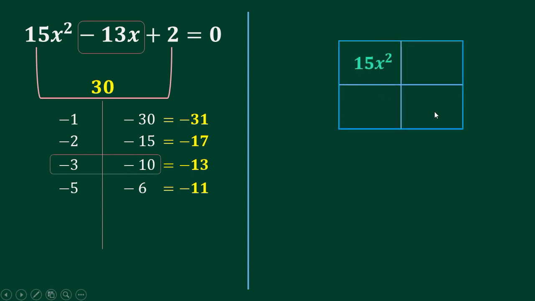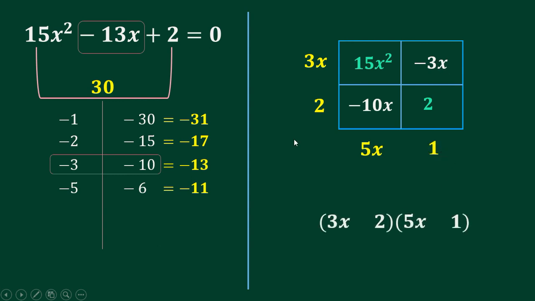So 15x squared and positive 2. Then we have negative 3x and negative 10x. Then the greatest common divisor for 15 and 3, so we have 3x. This one, we have 2. On this column, 15 and 10, so 5x. Then 3 and 2, we have 1. Then you combine. Now, in this case, since the signs are both negative, the signs of our factors should both be negative. So this is the factor.